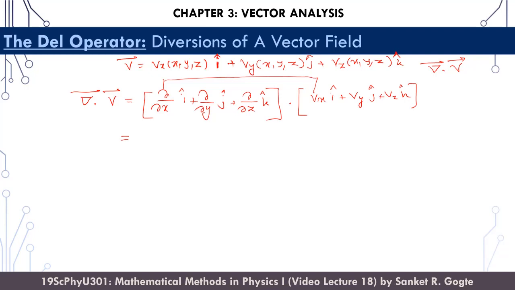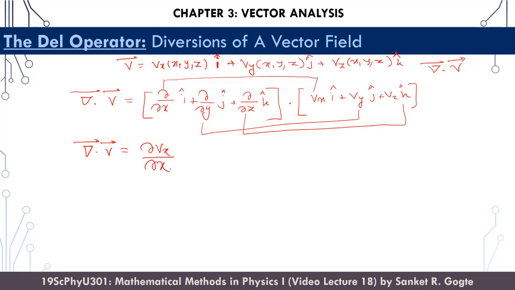Now since del is an operator, we have to consider the operation. This operation with the y component of del operator and the y component of vector field v, and we have to consider the z component of the del operator operated onto the z component of vector field. Therefore del dot v is equal to dou vx by dou x. This is operator dou by dou x operated onto the x component, and then we have this dot product i dot i, which is equal to 1, plus the next term will be dou vy by dou y and j dot j is also equal to 1. And finally, we have dou vz by dou z.